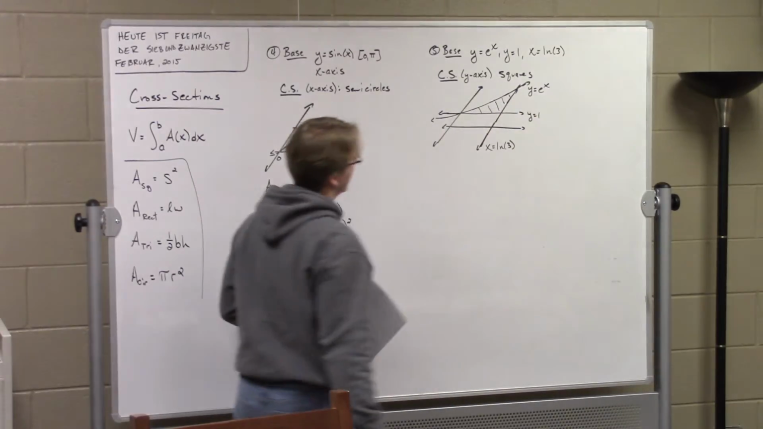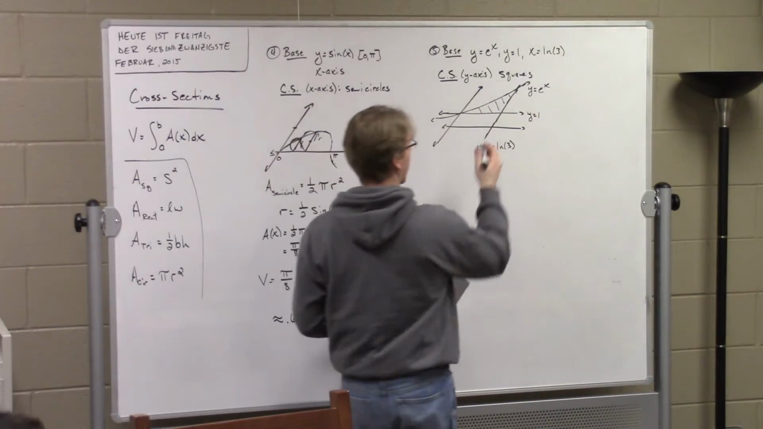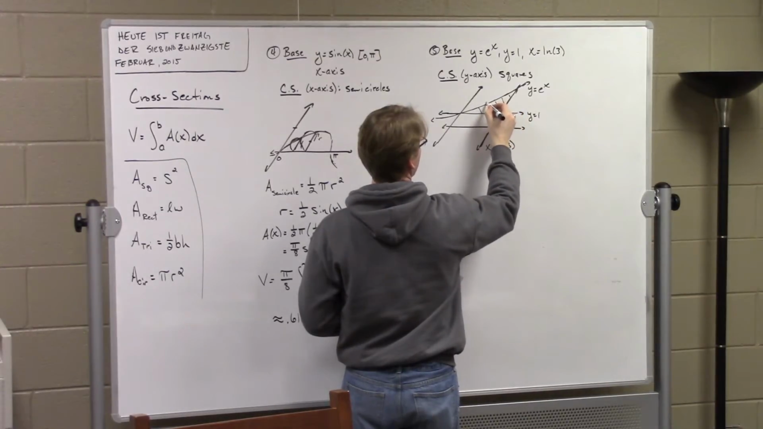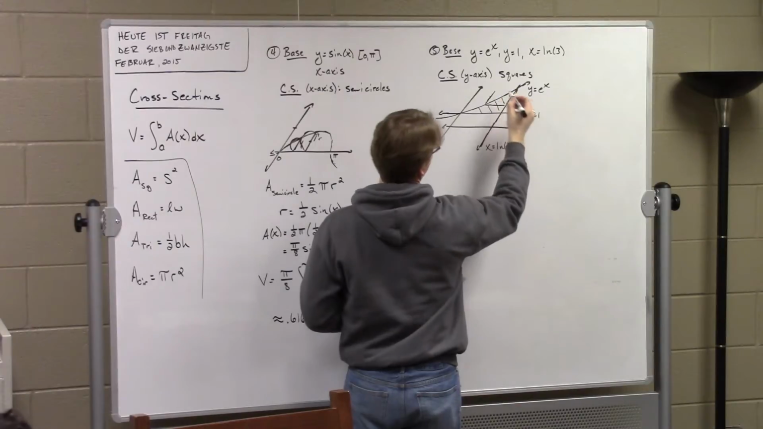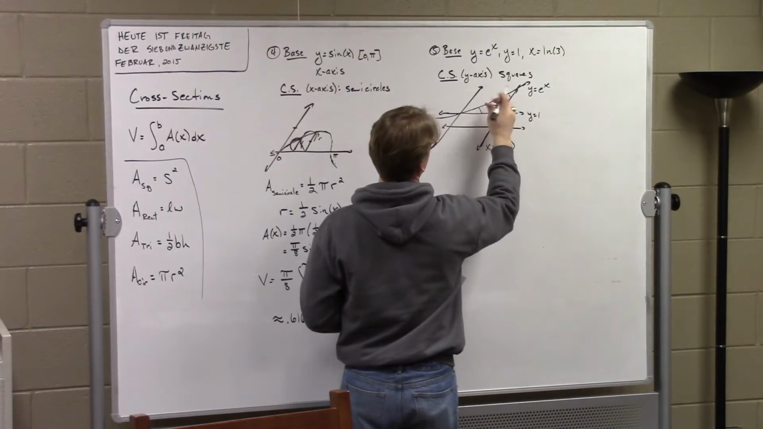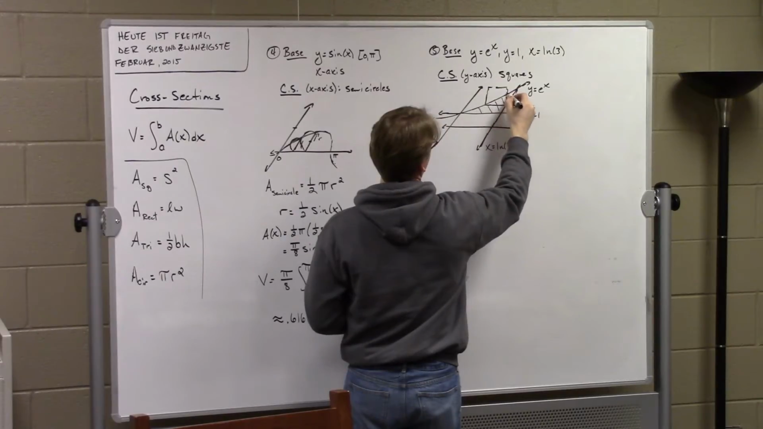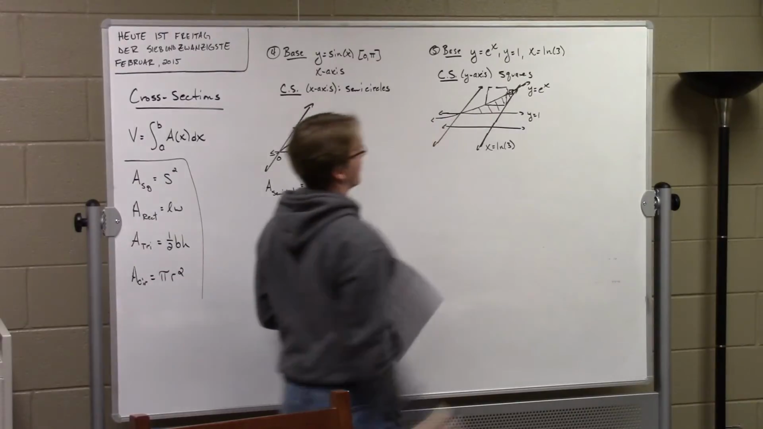That's our base. Cross section is perpendicular to the y-axis. So I'm going to slice it this way to make squares. Actually, they'll come up like this. They'll look like squares when they come up. Big one, so on and so forth.